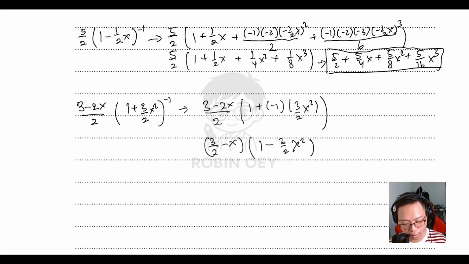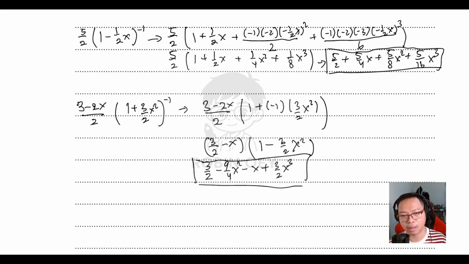Okay. Yeah, when I open the bracket, everything, you will get 3 over 2 minus 9 over 4x squared minus x plus 3 over 2x cubed. Okay, so we got our second expression.